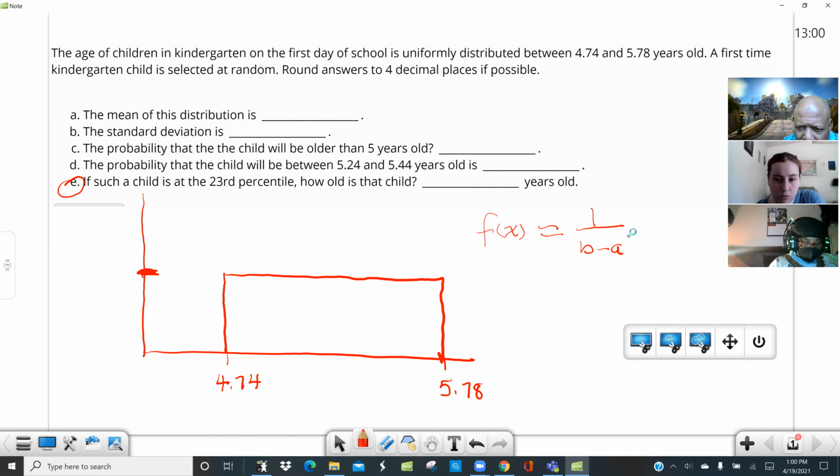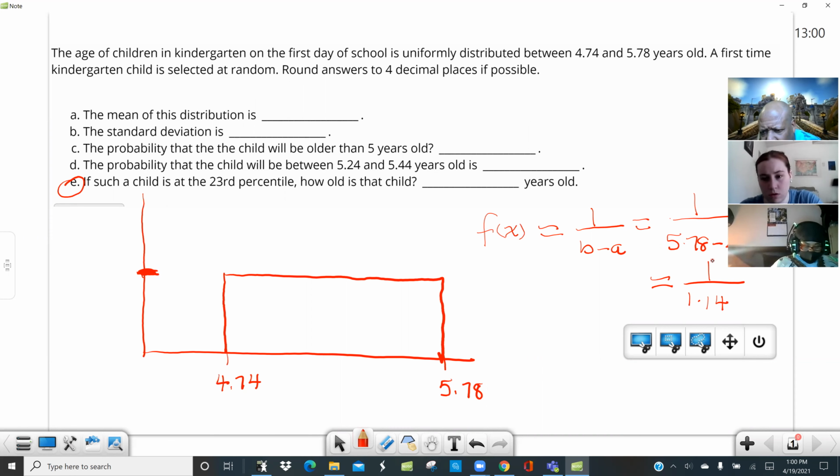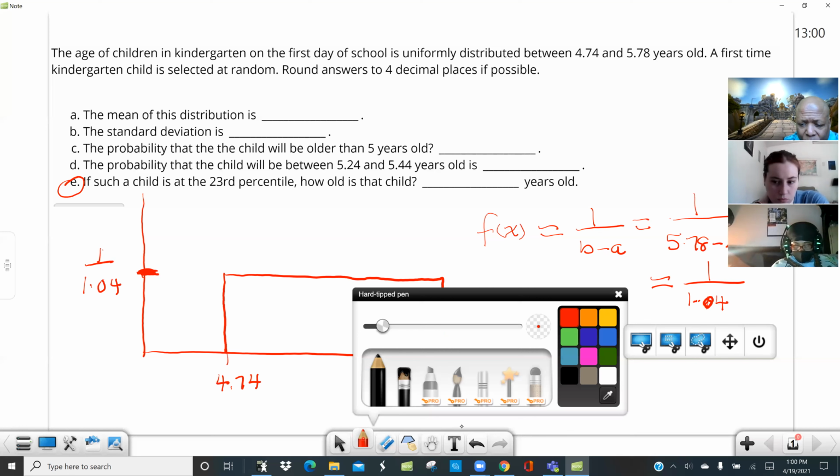Whatever b is, the number to the right, 5.78 minus 4.74, and that is 1 over 1 point, is it 1.4? I think if you subtract, yeah, that should be 1.14. I think it's 1.04. You're right, thank you, 1.04. So the height of that rectangle is 1 over 1.04. Now, here's what they mean by that question.